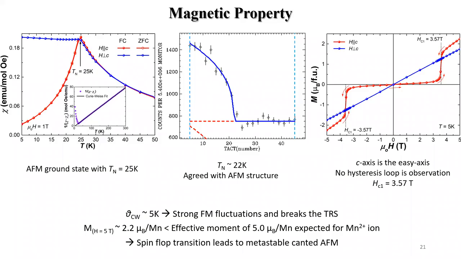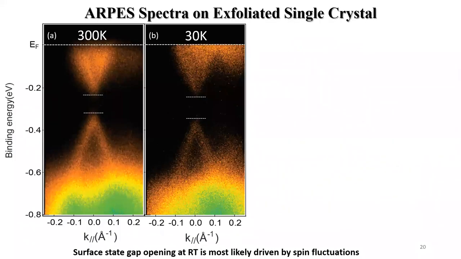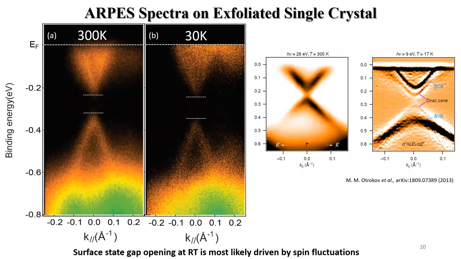But what we observe is that the gap is present well above the Néel temperature, even at room temperature. Our interpretation is that strong spin fluctuation causes the gap opening well above the Néel temperature, because the intralayer ferromagnetic coupling is very strong here. Even though the interlayer antiferromagnetic coupling is weak, with a Néel temperature of just 25 Kelvin, the intralayer coupling is very strong. From transport measurements, we have already seen evidence of spin scattering, meaning that in the normal state above the Néel temperature, we do have strong spin fluctuation.